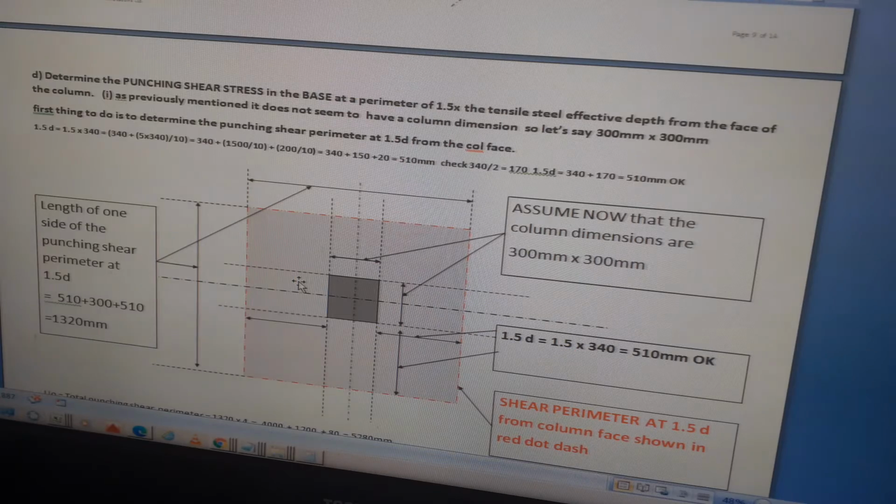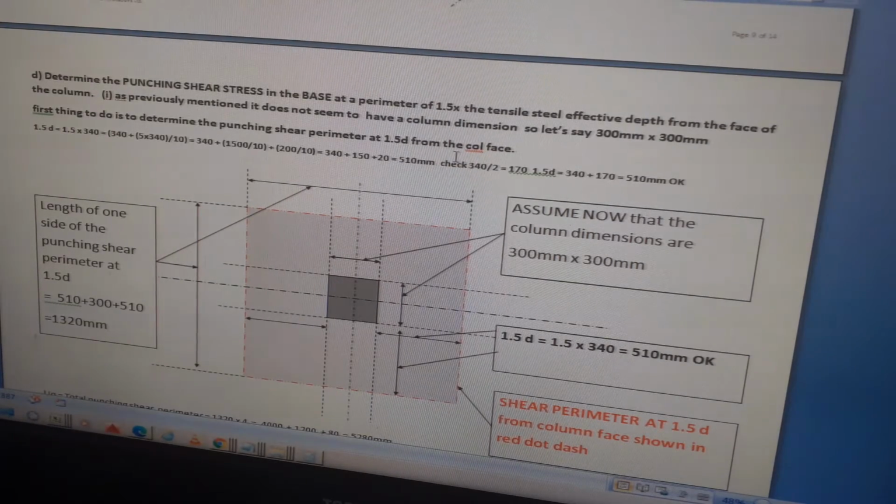It says part D of the question: determine the punching shear stress in the base at a perimeter of 1.5 times the tensile steel effective depth from the face of the column. As previously mentioned, it does not seem to have a column dimension, so we just assume for now that it's a 300 millimeters by 300 millimeters column. First thing to do is to determine the punching shear perimeter at 1.5D from the column face.